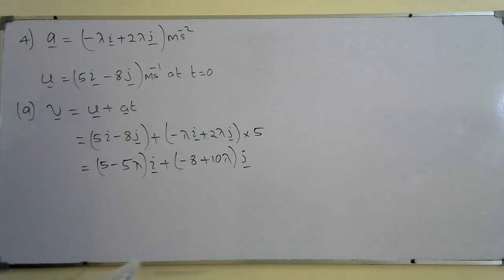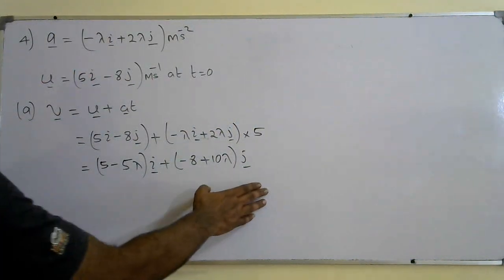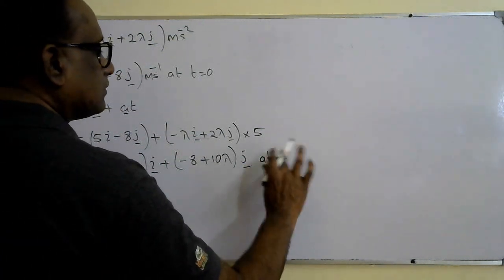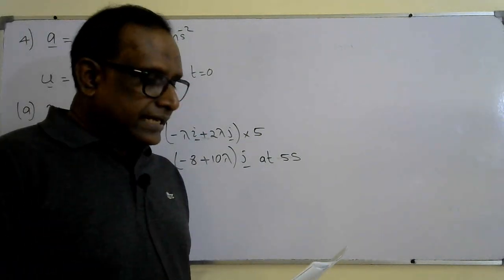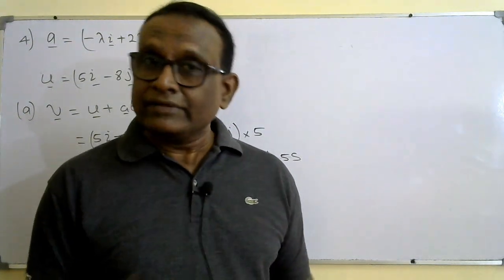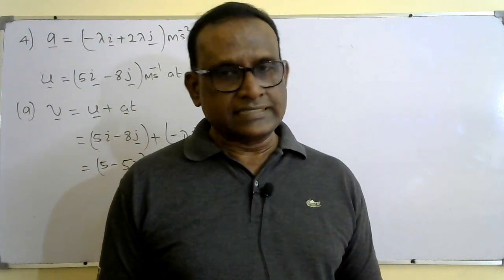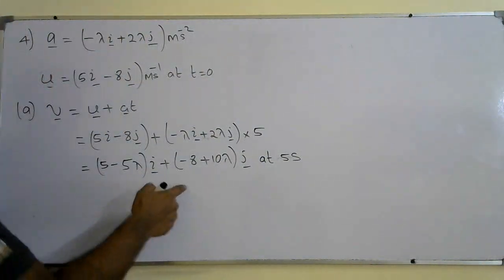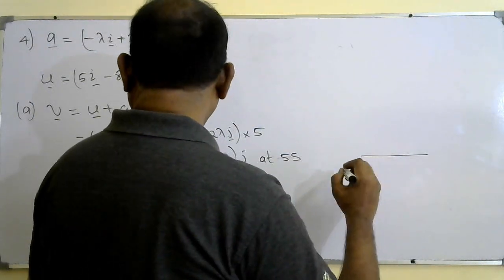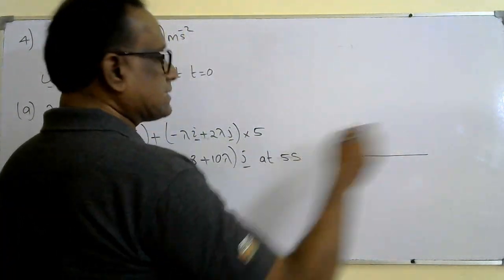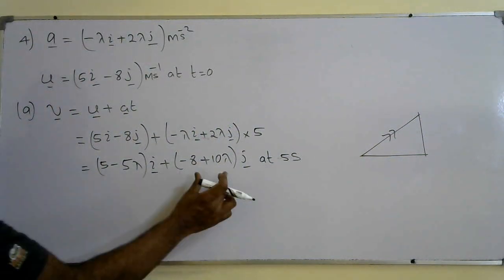Okay, second part, the speed of p when t equals 5 seconds is 13 meters per second. We know the velocity vector at 5 seconds, because i and j are there. They are giving the magnitude now. If you know the vector, whether it is a displacement, velocity or position vector, to find its numerical value you need to use Pythagoras theorem. In the i direction this much, that is 5 minus 5 lambda, and in the j direction, minus 8 plus 10 lambda. So we take this squared plus this squared, square root.